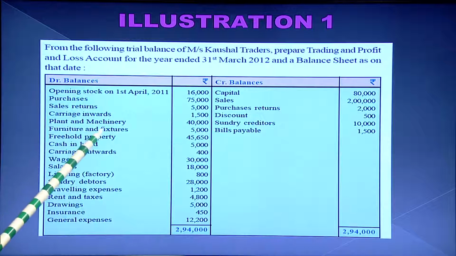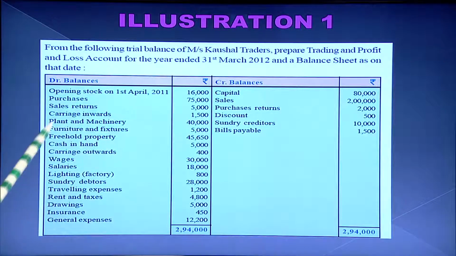Next is furniture and fixtures, this is also an asset. Freehold property, this is also an asset. Cash in hand, this is also an asset.